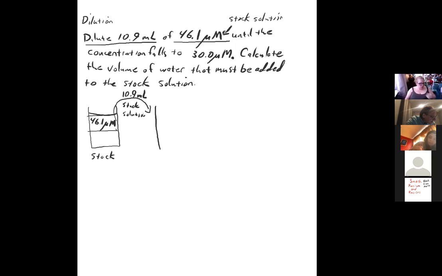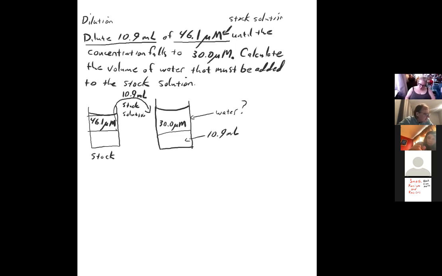And then we're going to dilute it into a container. And now we want the concentration to be 30 micromolar. We know there's 10.9 in here, because we know we put 10.9 milliliters into it. That's how much we put in. But now what we're asked for is how much water did we add? And so this one we have to deal with a little bit differently.